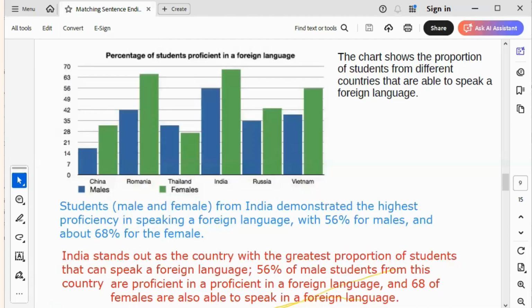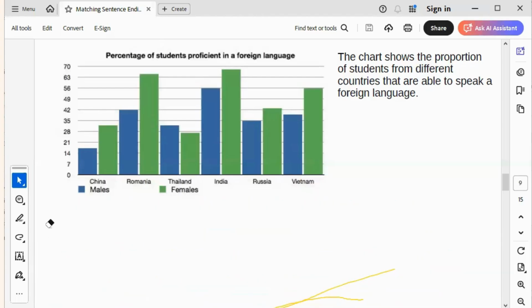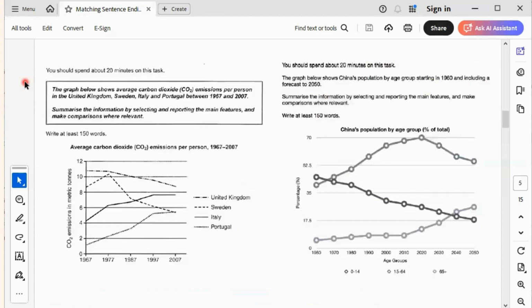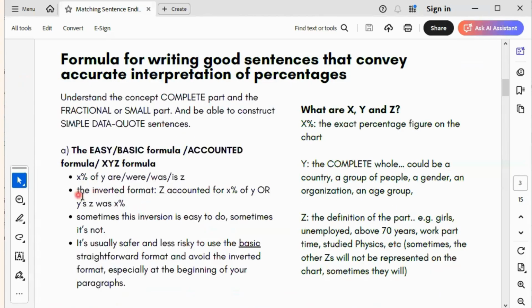Although it's not in line with exactly what I'm teaching. It's not in line with the formula. So let's leave that alone and go back to what I was talking about earlier: inversion, the inverted format of this XYZ formula. Instead of arranging your sentence as X, Y, Z, where the percentage figure comes first, then the complete whole, the Y, and then the parts, you can invert the sentence.